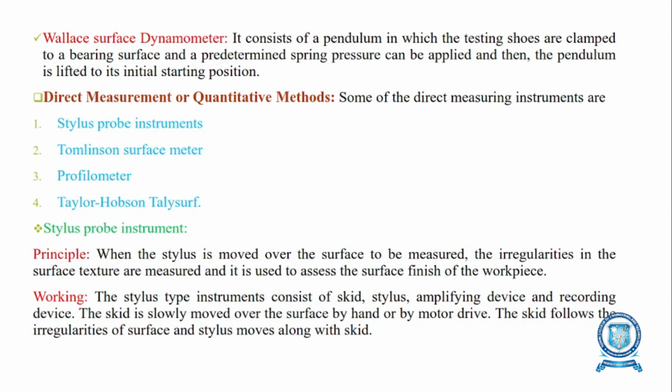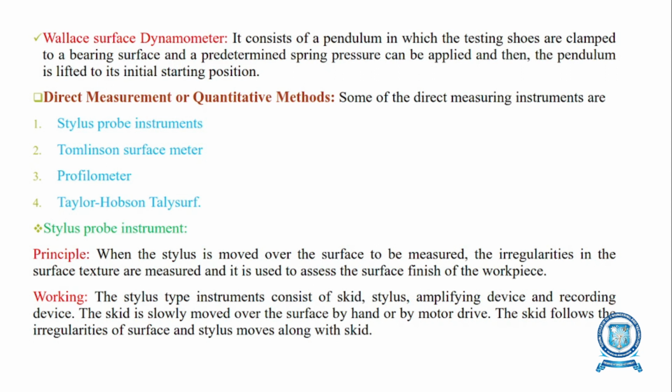And the fourth one is the recording device. This recording device is used to produce a trace. When the stylus and skid move over the surface, this device records the trace of the movement of the skid and stylus. The fifth one is the output device. This output device analyzes the traces which are produced by the recording device.